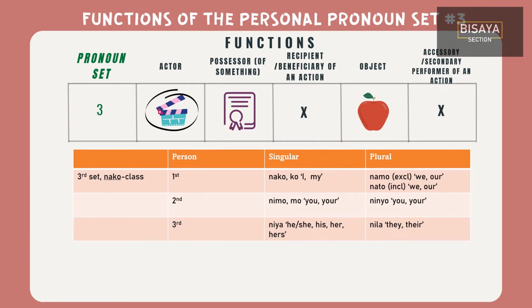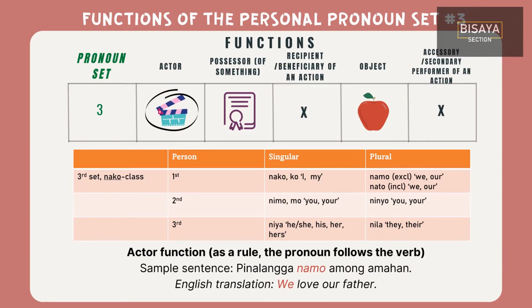Now we come to the set 3 functions. Set 3 pronouns also could function as an actor in the sentence. As a rule, the pronoun follows the verb as in this sentence. Pinalangga namo among amahan. Namo, which is we in English, expresses the love, which is the action in the sentence. It is therefore the pronoun functioning as actor.